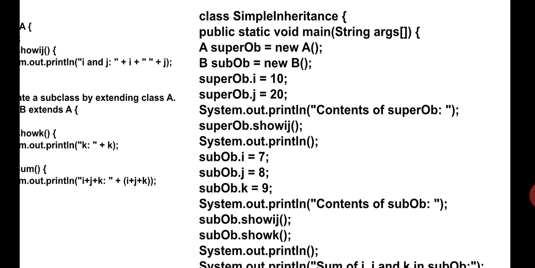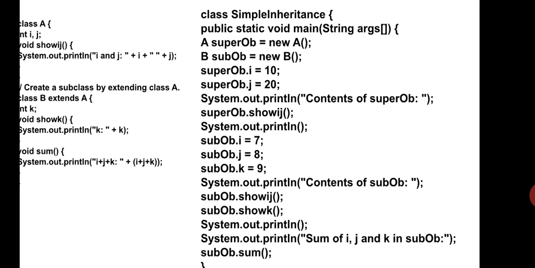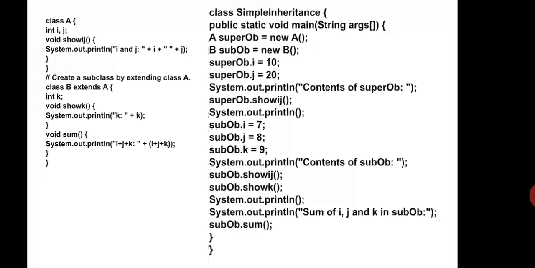Now you are printing one statement, contents of super object. To show the values, you use superOb.showij method. Where is this showij residing? It is residing inside class A, isn't it? You can see class A on the left hand side. For your simplicity, I divided the entire screen into two parts, putting the class concept on the left hand side and the main method on the right hand side. Instead of two separate slides, if the program is large, it is better to put the code in a single slide itself. That is the reason I partitioned it.